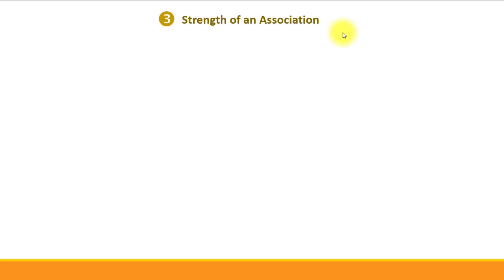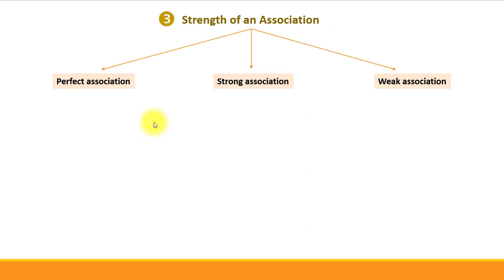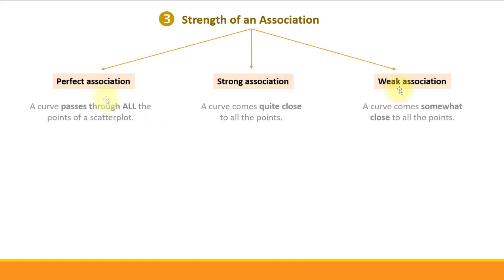And finally, let's talk about the third characteristic of an association, and that is its strength. Generally, we can say that an association is perfect, strong, or weak. The perfect association is the one such that there exists a curve that passes through all the points of a scatter plot. The association is called strong if a curve comes quite close to all the points, and the association is called weak if a curve comes somewhat close to all the points.